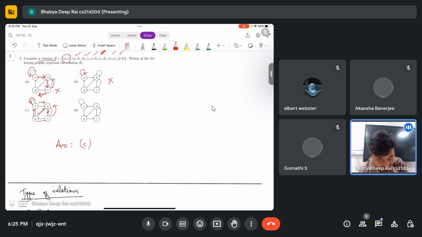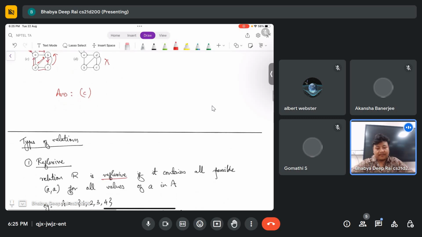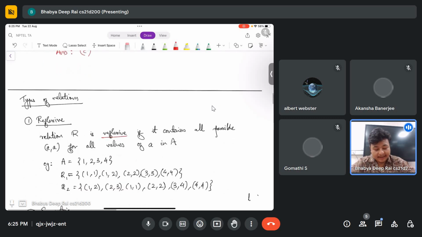What is wrong with D? D goes to A, D goes to C. What is wrong with the D part? This D goes to C, this is wrong. There is no such edge from D goes to C. Okay, good. So these are some simple questions, okay?